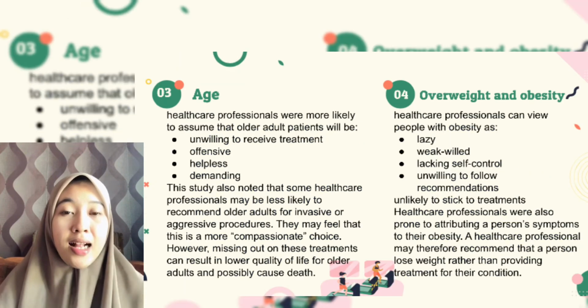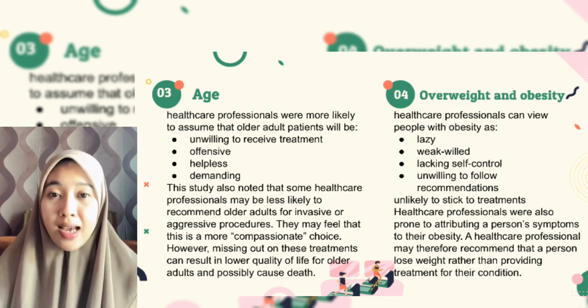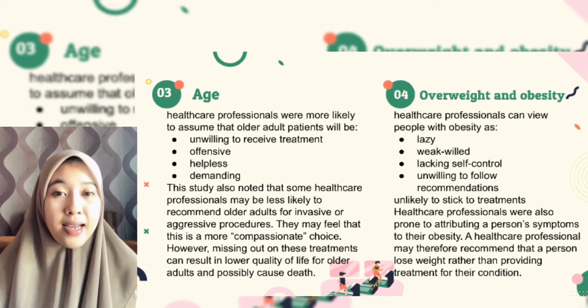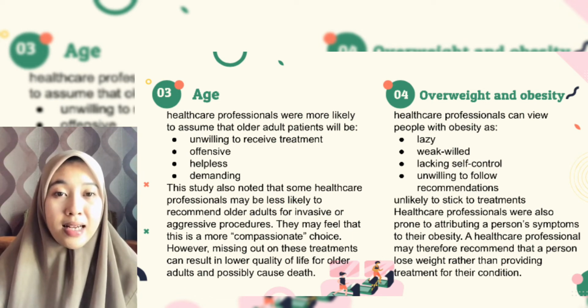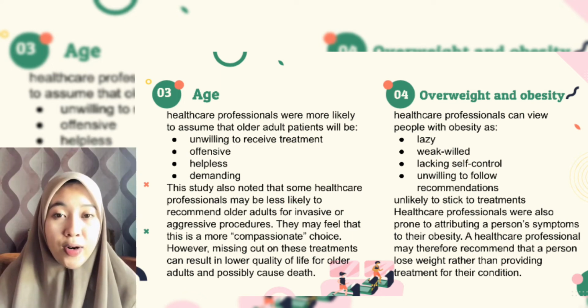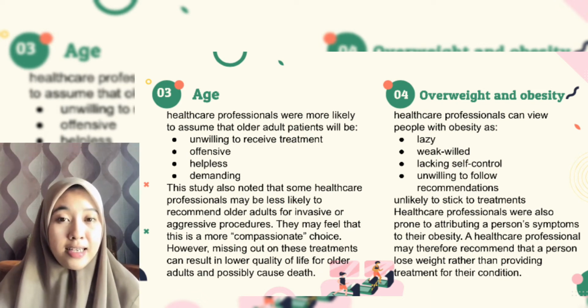Three, age. Healthcare professionals are more likely to assume the older adult will be one, unwilling to receive treatment, two, upset, three, helpless and demanding. The study also notes that some healthcare professionals may be less likely to recommend treatment to older adults. They may feel that it is a more compassionate choice. However, missing out on this treatment can result in a lower quality of life for older adults and possibly cause death.